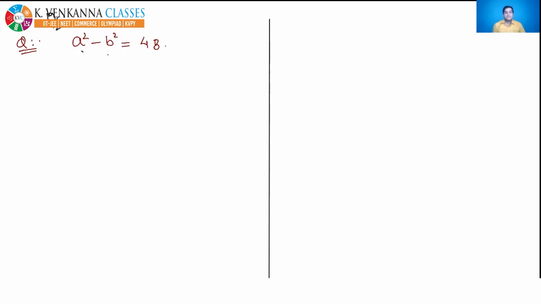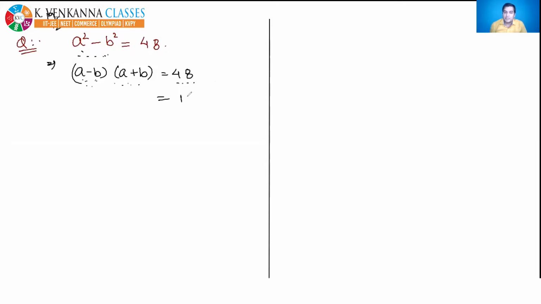Let's check it. See, I am starting the question. Again, as I did in the previous class, I am going to factorize a square minus b square as a minus b multiplied by a plus b, and this is equal to 48. In the previous class, I told you that since a and b are integers, a minus b will also be an integer and a plus b will also be an integer. So the left hand side is written as a product of two integers. Let's break the right hand side also as a product of two integers.